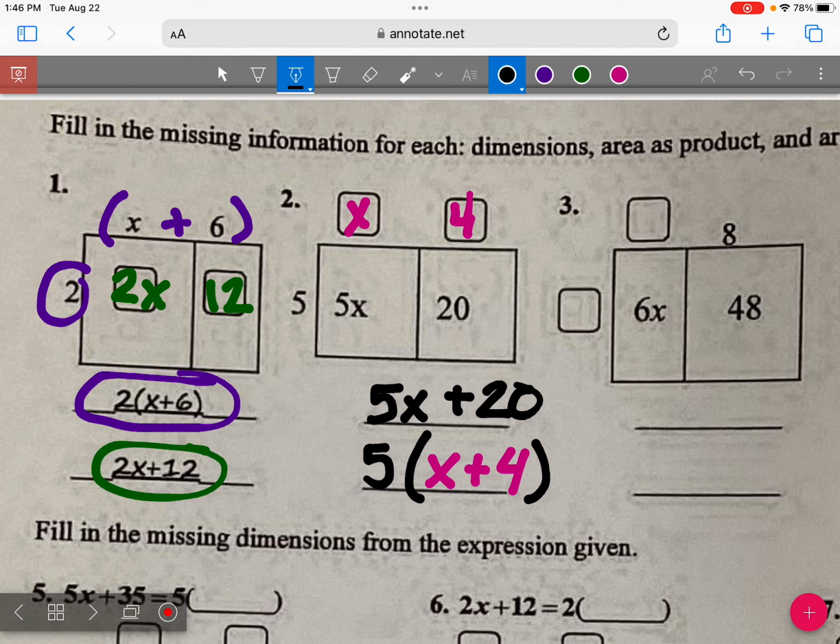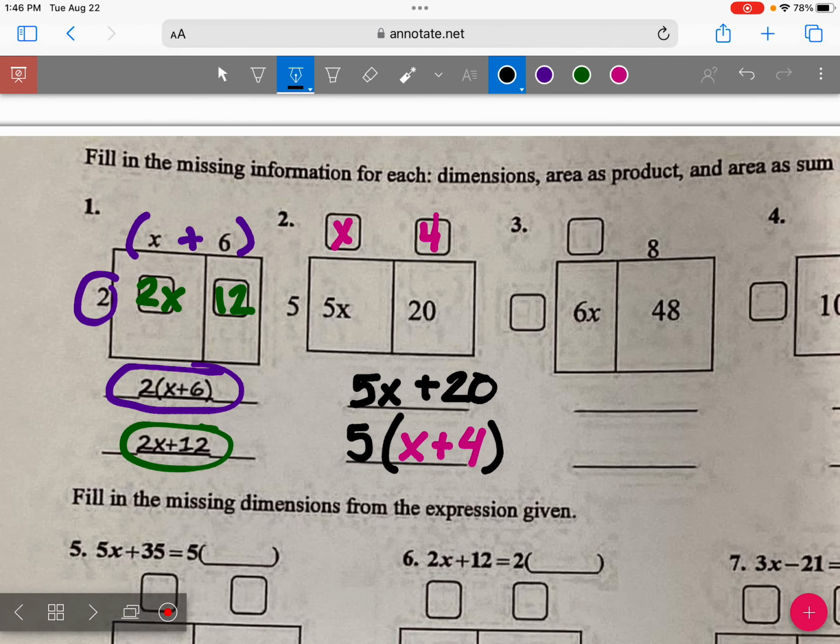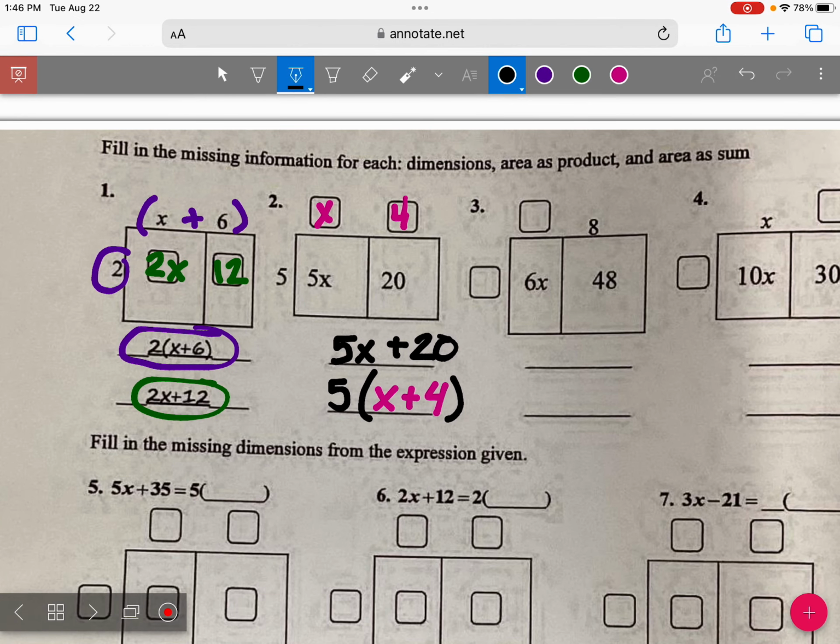Okay, but I wanted us to see this kind of notation. We're talking about the area as a product and the area as a sum. So these last few, they're giving us some of the information here. So here we've got the 6x plus 48. What factors can we pull on this guy to write this as our product? 6 and x here. Yeah, so we're going to have this as 6 times x plus 8.